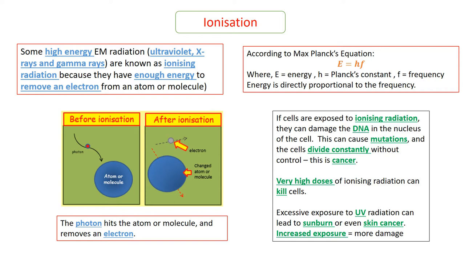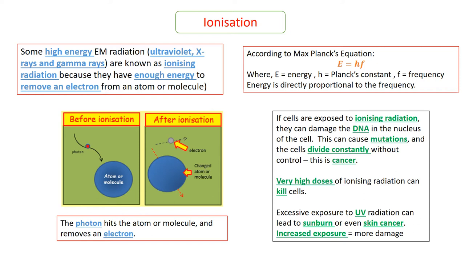So that's why we call ultraviolet, x-rays and gamma rays ionizing radiation, because they have the ability to make any atom or molecule an ion. According to Max Planck's equation, E = hf, in this equation E stands for energy, h stands for Planck constant, and f stands for frequency.